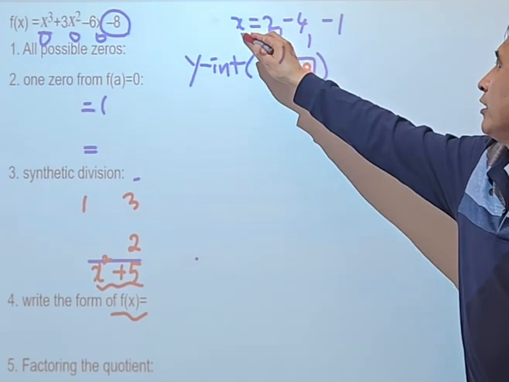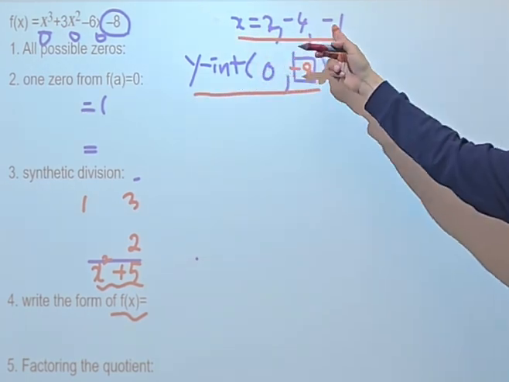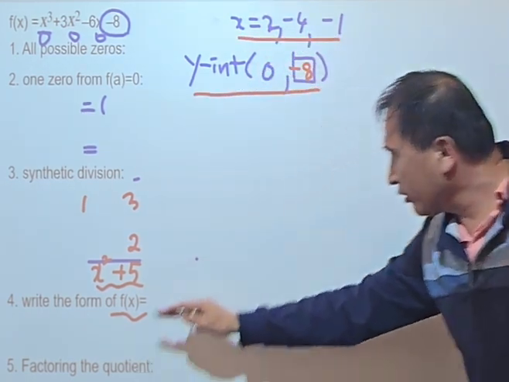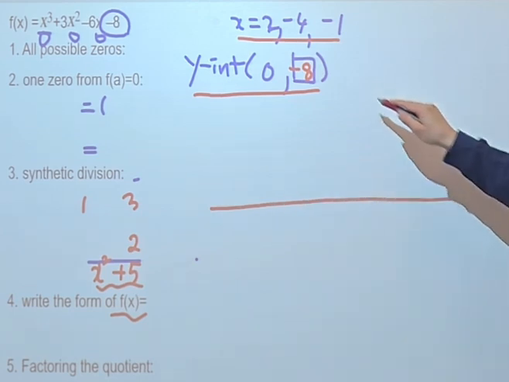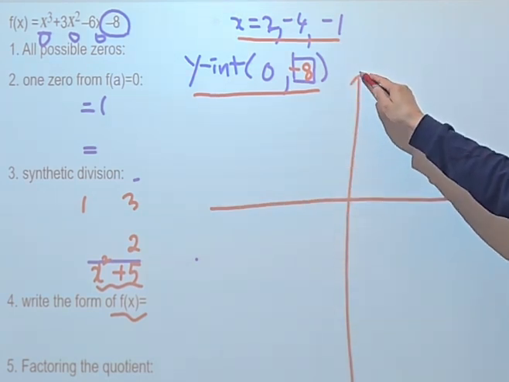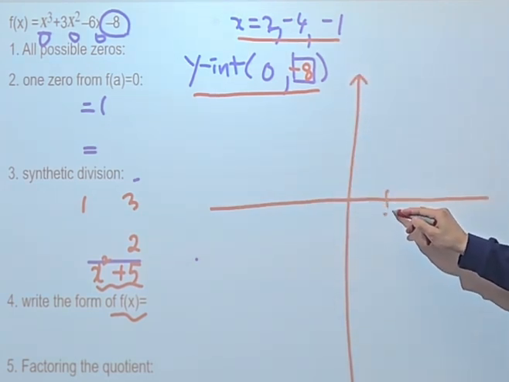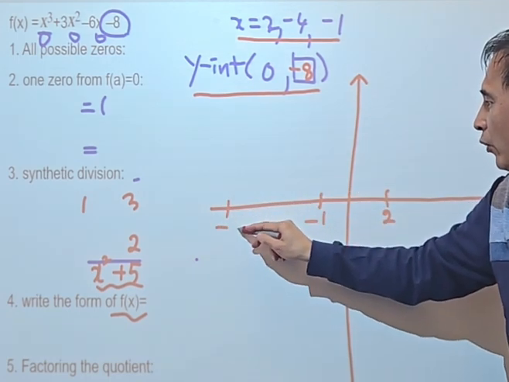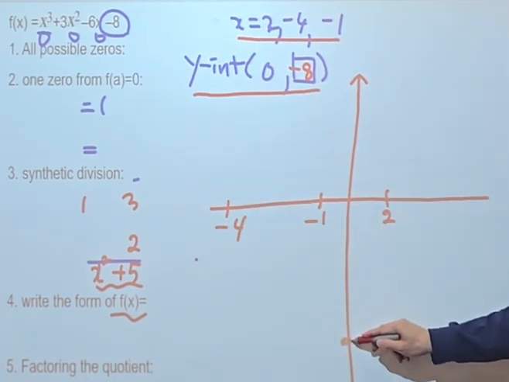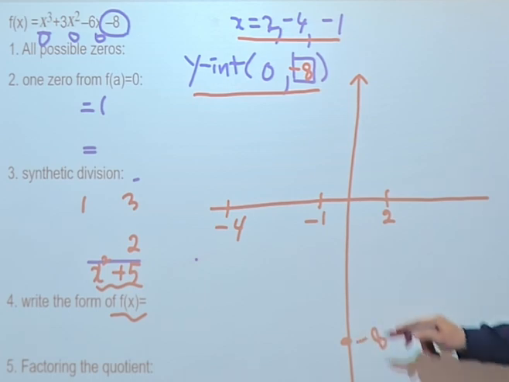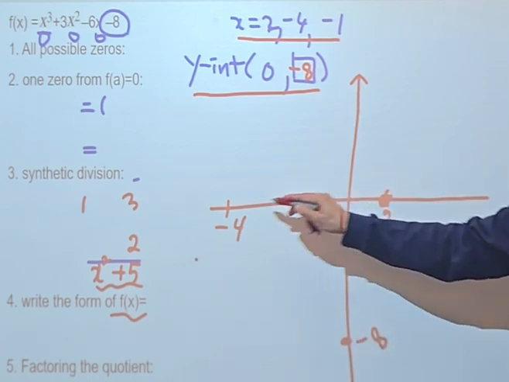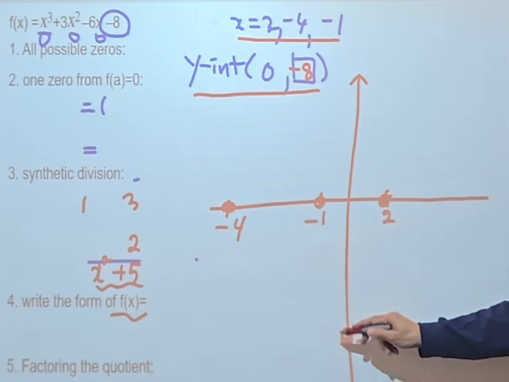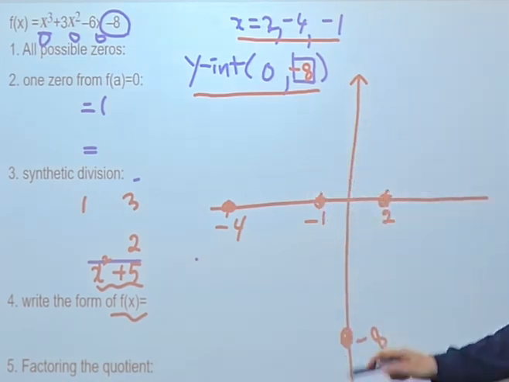So with these zeros and the y-intercept, which are the x-intercepts and y-intercept, we're going to draw the graph. Then we can just draw a rough graph. So let's say that's a 2, that's negative 1, that's negative 4. And let's say this is a negative 8 y value, right? So these 3 points right there and this 1 point. With that, we can draw the graph roughly.